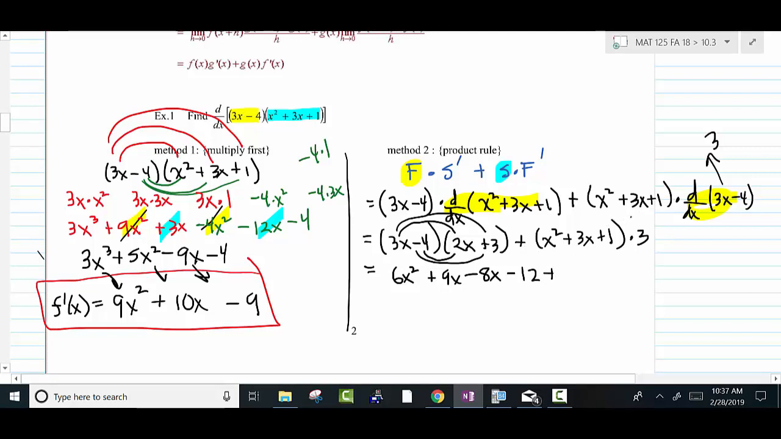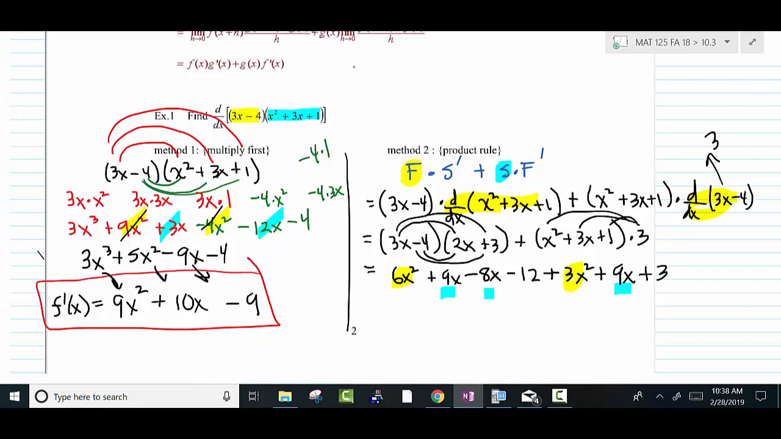Okay, next thing I'm going to distribute it by 3. So that would be 3x to the second plus 9x, plus 3 like that. Okay, now you've got like terms, so you want to put together the like terms and see what we get. So we have x squareds that go together, and all of those x's that go together, and then we have the numbers that go together.